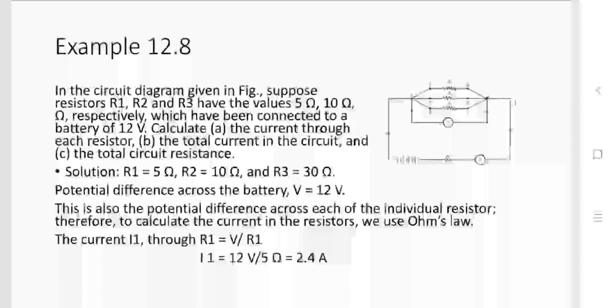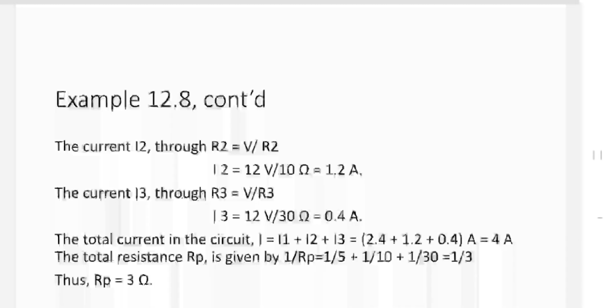So we need to find out current through each resistor. So I1 equals V by R1. So 12 volt divided by 5 ohm, that would be 2.4 ampere. I2 equals V by R2. So 12 volt divided by 10 ohm, that is 1.2 ampere. And I3 is V by R3, that is 12 volt divided by 30 ohm, that is 0.4 ampere. So now we have I1, I2 and I3.